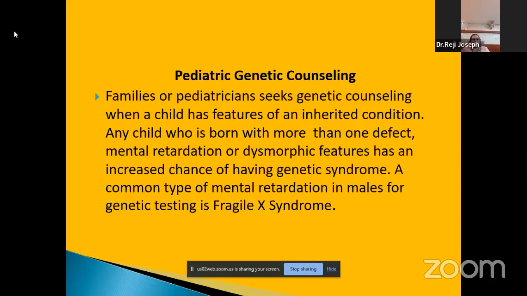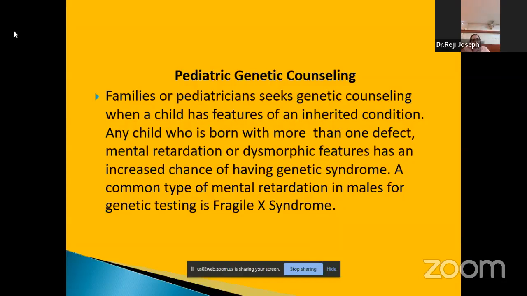Pediatric genetic counseling. Coming to pediatric genetic counseling, families or pediatricians seek genetic counseling when a child has the features of an inherited condition. Any child who is born with one or more defects, such as mental retardation or dysmorphic features, has an increased chance of having a genetic syndrome. For example, Fragile X syndrome, as we all know. What is Fragile X syndrome? Next, coming to adult genetic counseling.